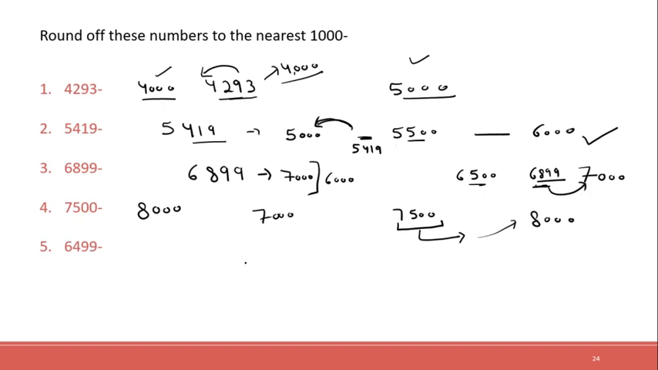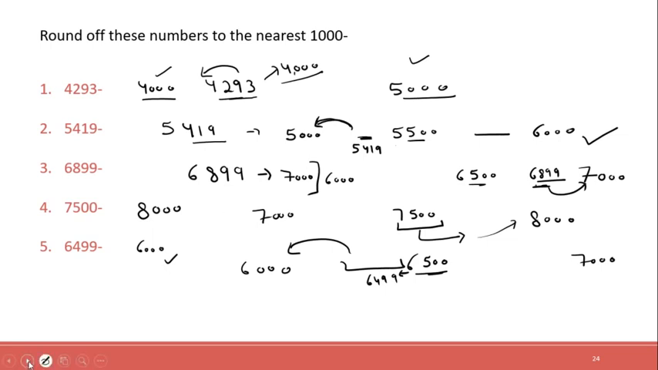Now 6000, here 6500, and here 7000. This is 6499. That means it is just one place before this middle digit. So although it is very near to 6500, still it is lesser than 6500. So we will round it off to 6000 only. Got my point? So I think it is clear to you.